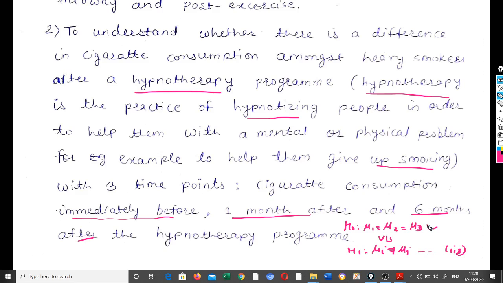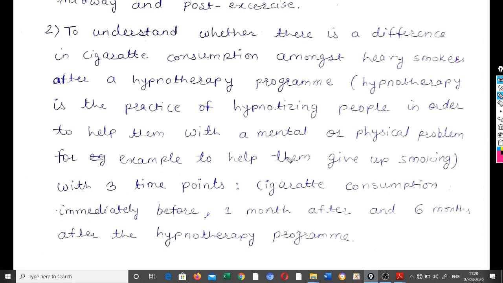If this hypothesis is accepted, this means this hypnotherapy program is not effective. And if this hypothesis is rejected, then we want pairwise comparisons to see whether it actually reduces the number of cigarettes consumed by people because of this program. So, this type of conclusion we can draw by using one way ANOVA with repeated measures.